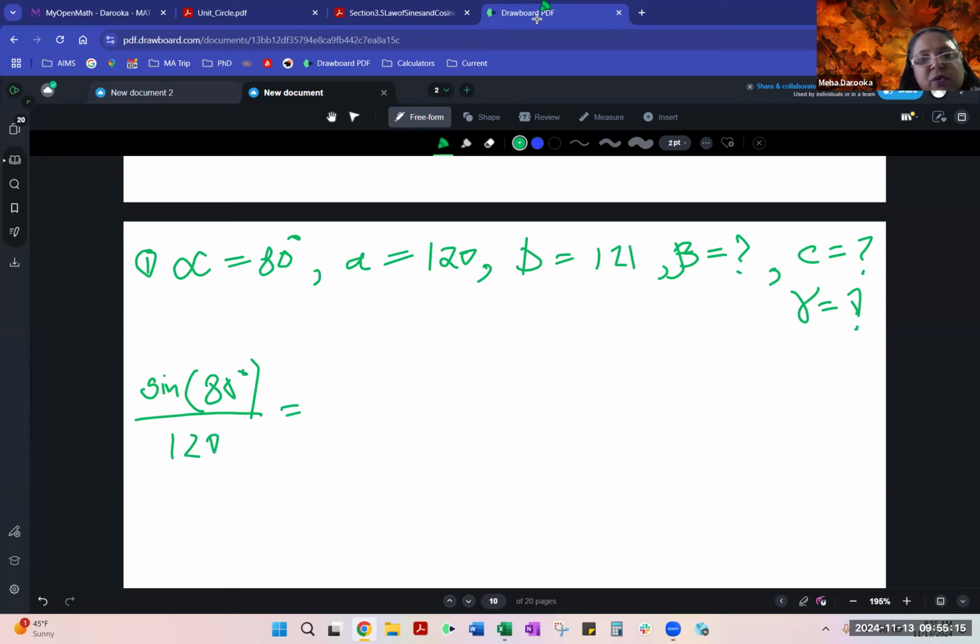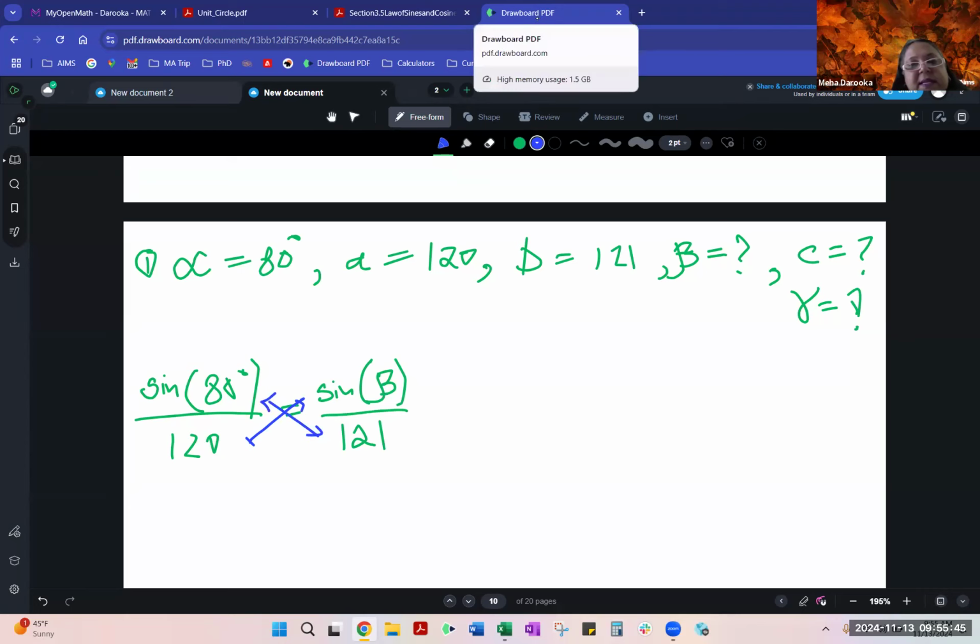And then since we know side B, we know that's going to be 121, which means we are finding sine of beta. So you'll start by setting it up in this format. And then, of course, like I said, use cross multiplication to help you isolate that sine of B. So we'll go ahead and multiply these two sides.